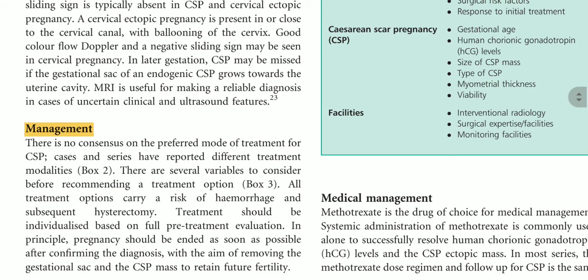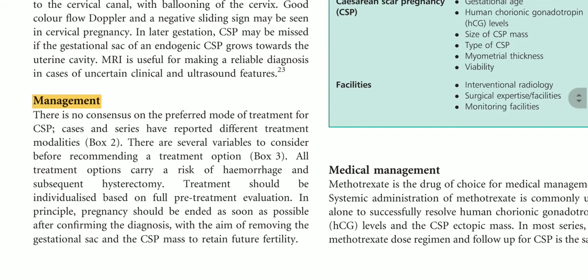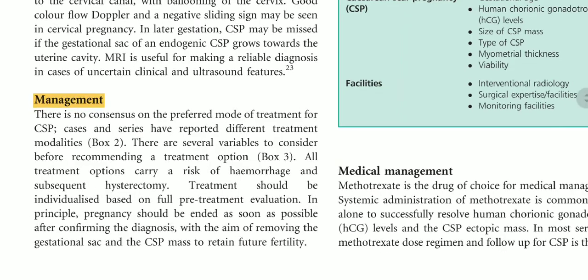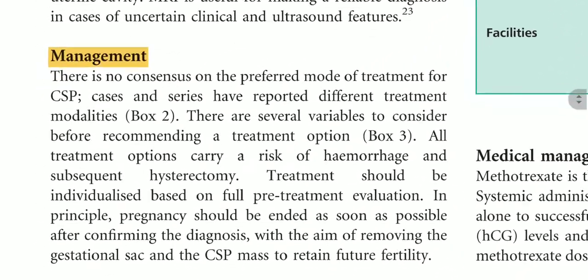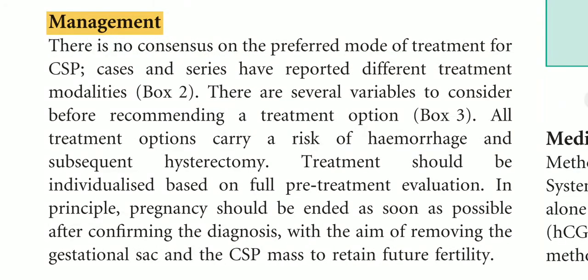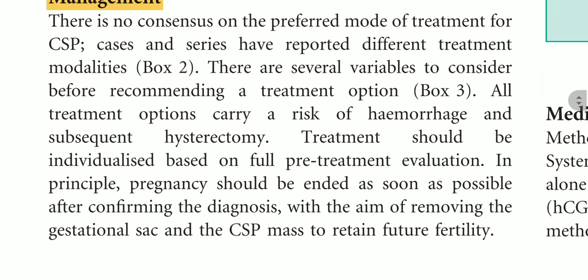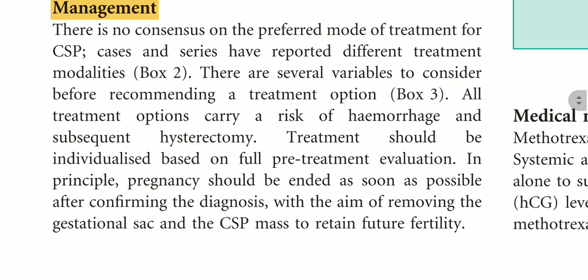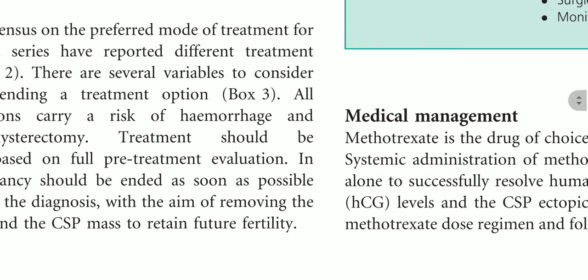Okay, so it is written that there is no consensus on the preferred mode of treatment for cesarean scar pregnancy. Case series have reported different treatment modalities, and there are several variables to consider before recommending a treatment option. All the treatment options carry a risk of hemorrhage and subsequent hysterectomy, and treatment should be individualized based on the full pre-treatment evaluation. In principle, the pregnancy should be ended as soon as possible after confirming the diagnosis, with the aim of removing the gestational sac and cesarean scar pregnancy mass to retain the future fertility.